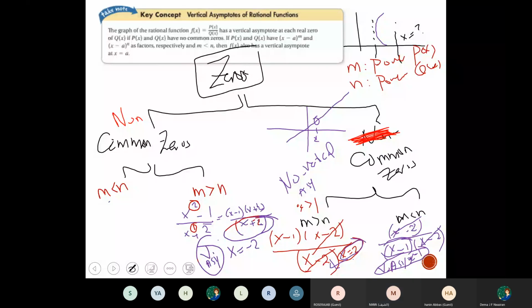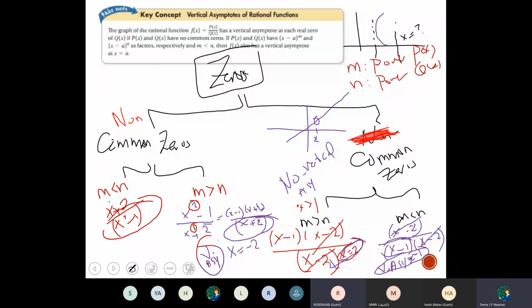I'm sorry. Okay. Now, for m less than n, like x plus 2 over x squared minus 1, here also I will check the zeros of the function. Now, is it clear?